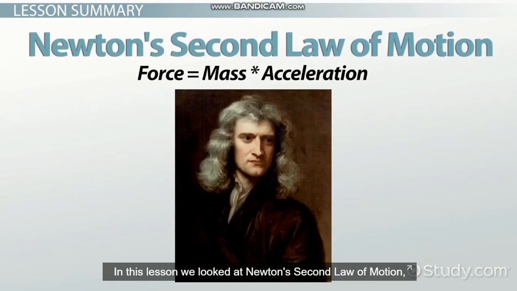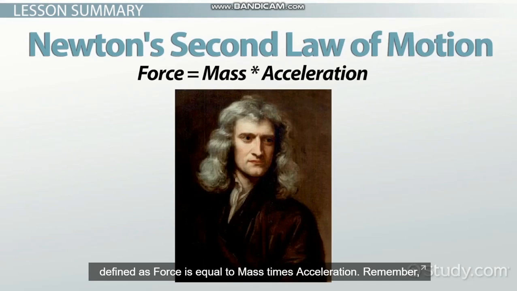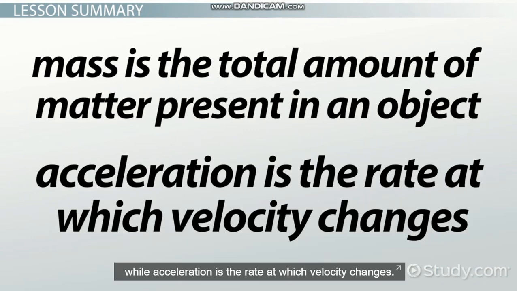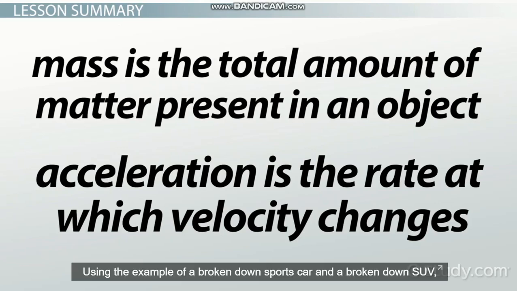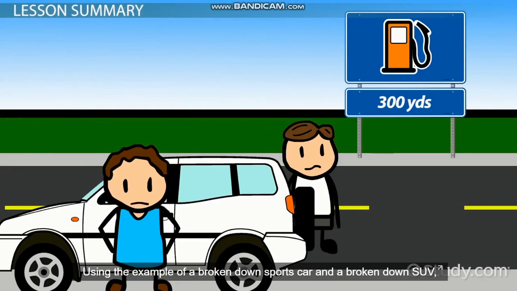In this lesson, we looked at Newton's second law of motion, defined as force is equal to mass times acceleration. Remember, mass is the total amount of matter present in an object, while acceleration is the rate at which velocity changes. Using the example of a broken-down sports car and a broken-down SUV, we saw how changes to mass created differences in acceleration.